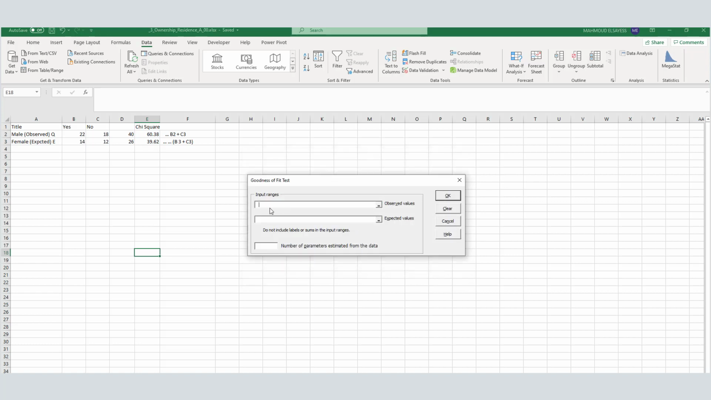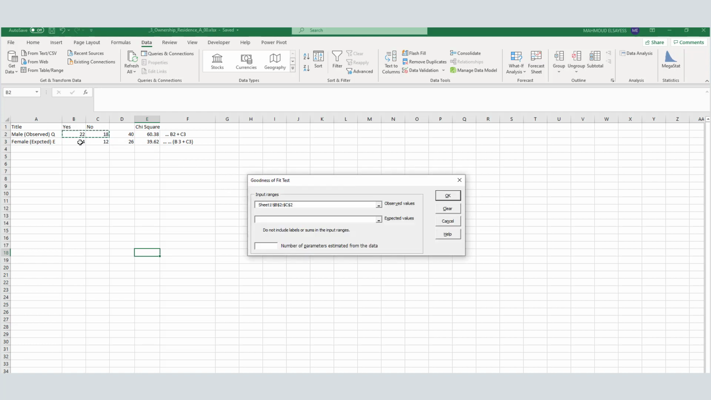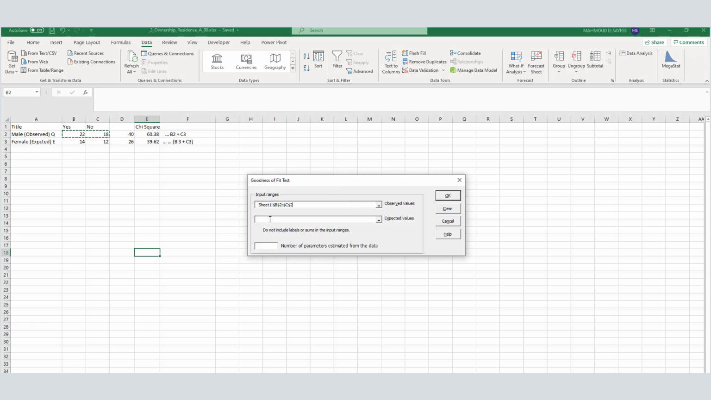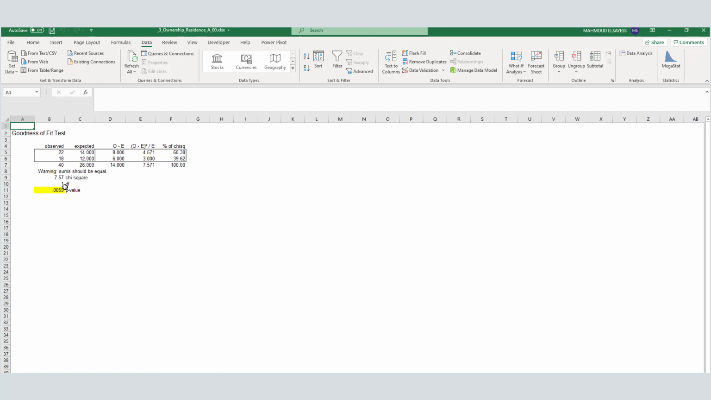Then we have two inputs. This is the first one, and this is the second one. Both of them are two columns, and here you put the cursor in the second one, the expected value, and you highlight the two columns. Then you have both of them. This is the observed, this is the expected, and you click OK, and here are the numbers.